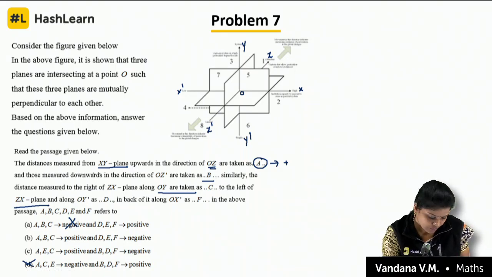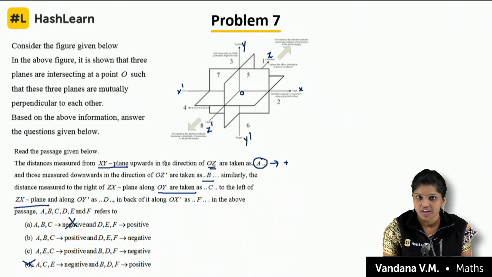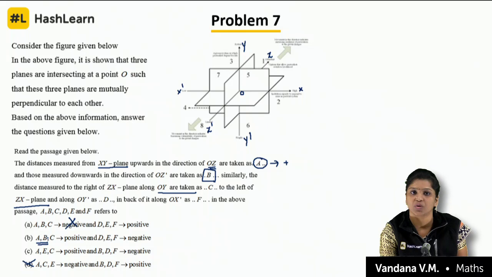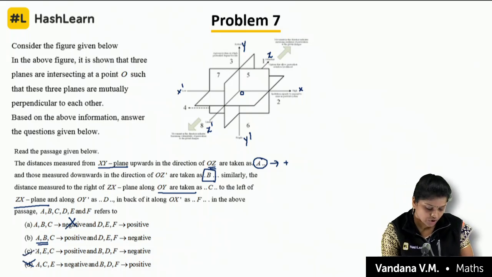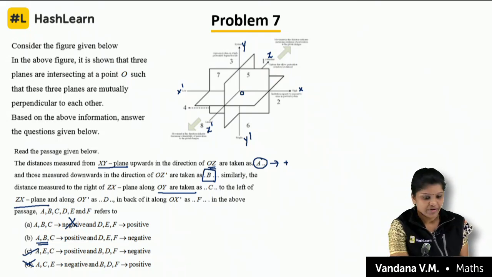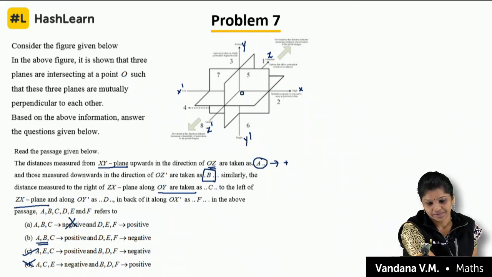Now, come to option B. It is downwards I am going to measure, so that means B is negative. Here A and B both are showing positive. So which option is correct? Option C is correct. Any doubts? Okay. Wait, I am not getting the chat.